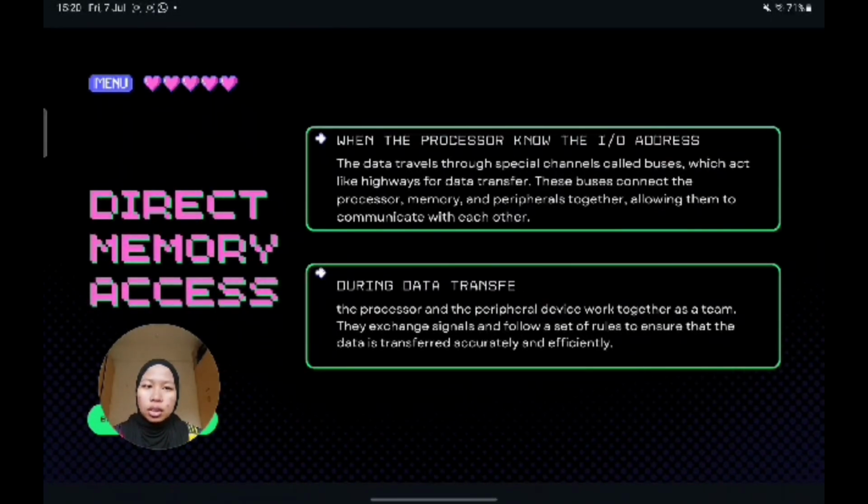When the processor knows the I/O address, the data travels through special channels called buses, which act like a highway for the data transfer. These buses connect the processor, memory, and peripherals together, allowing them to communicate with each other. During the data transfer, the processor and the peripheral devices work together as a team. They exchange signals and follow a set of rules to ensure the data is transferred accurately and efficiently.